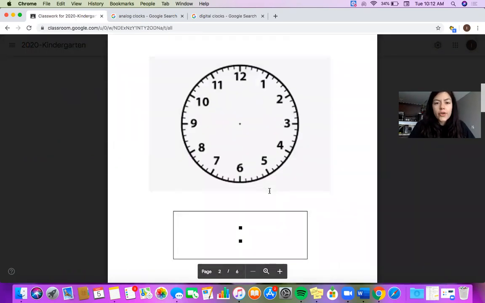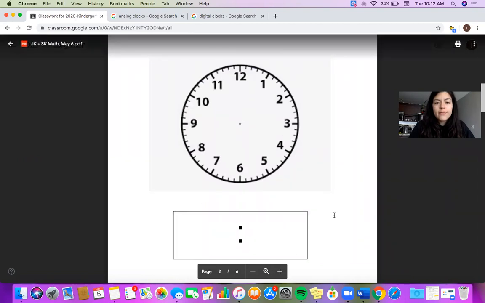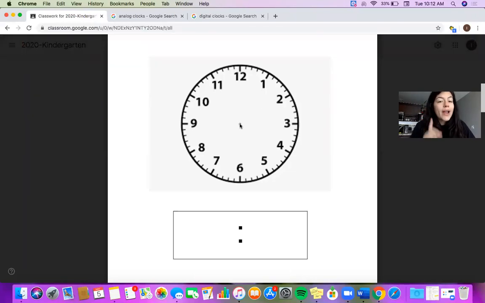So we're going to start off with our teacher model here. Here we have a blank analog clock and a blank digital clock. All right, let me get a nice color. Let's work with dark red. Okay, now, do you remember how many hands are on the analog clock? How many hands are there? That's right, there are 2 hands. The short hand tells the hour, the long hand tells the minute.